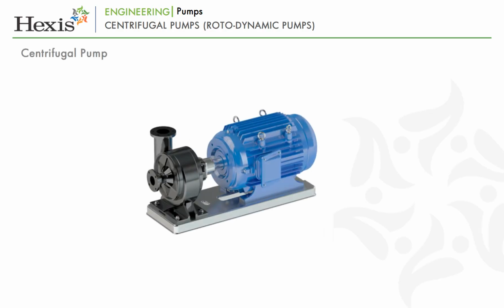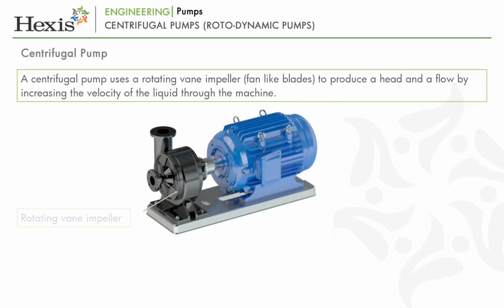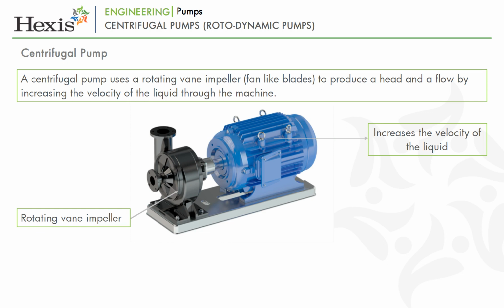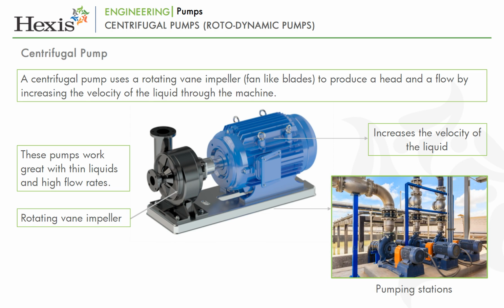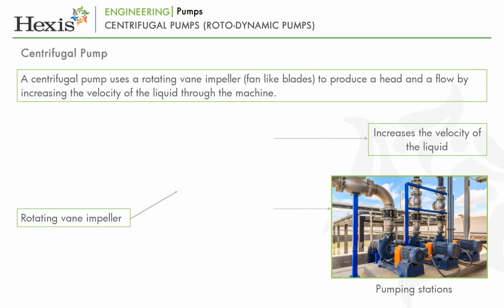Let us now understand more about centrifugal pumps or rotodynamic pumps. A centrifugal pump uses a rotating vane impeller, that is fan-like blades, to produce a head and a flow by increasing the velocity of the liquid through the machine. These pumps work great with thin liquids and high flow rates and therefore are the most preferred hydraulic pumps used in the industrial and domestic world. Centrifugal pumps are generally used in pumping stations for delivering water to homes and factories.